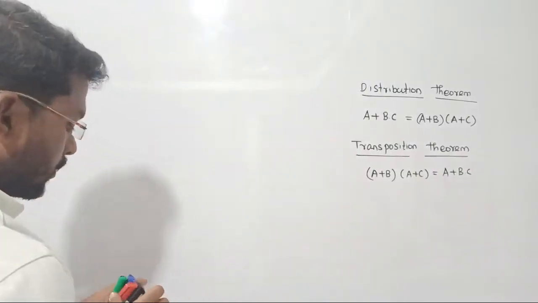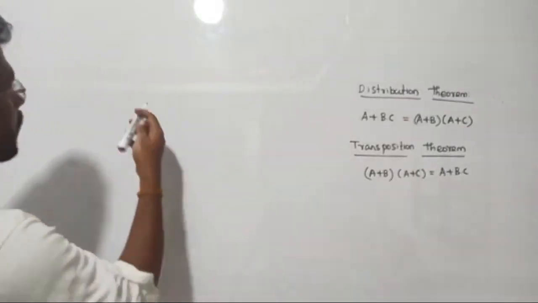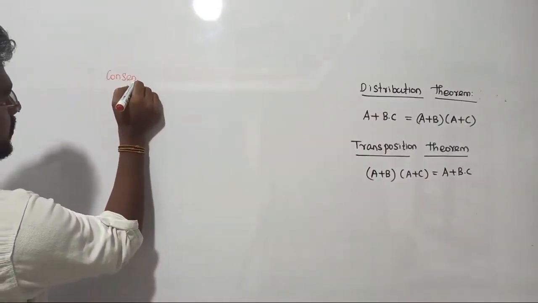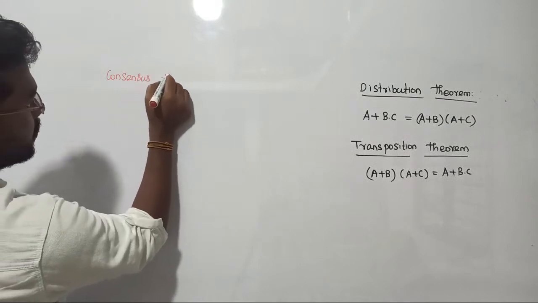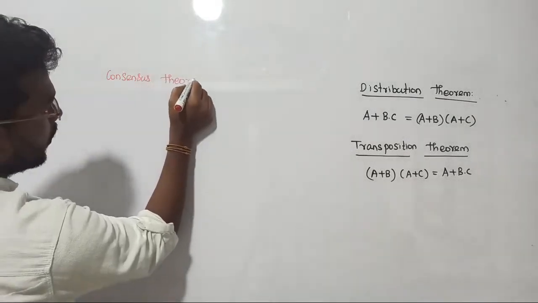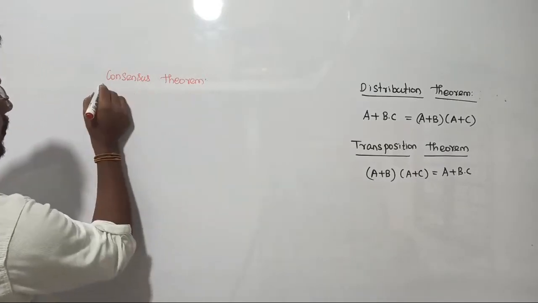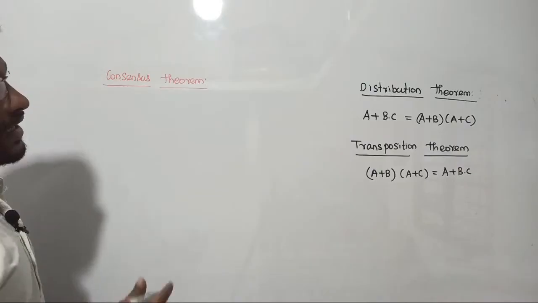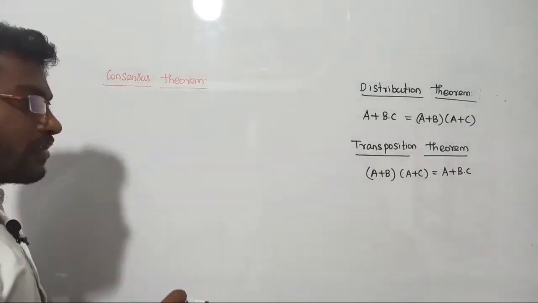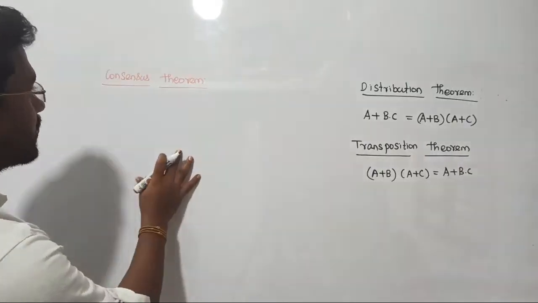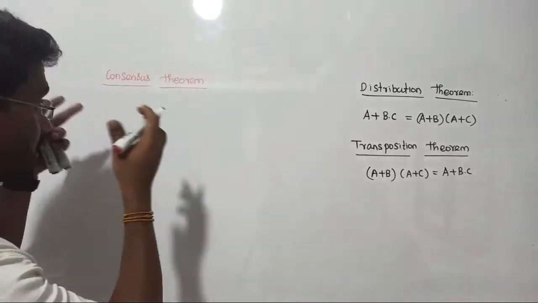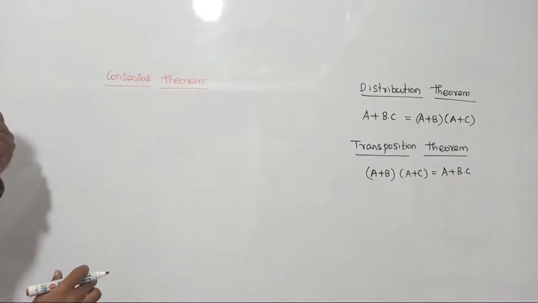So the next law that we are going to discuss now is called consensus theorem. What we are going to learn in consensus theorem is pretty simple and quite interesting, and it's very important too, because while solving problems, this theorem often helps us to reduce Boolean expressions. So keep attention with this theorem. Let me write the theorem first.